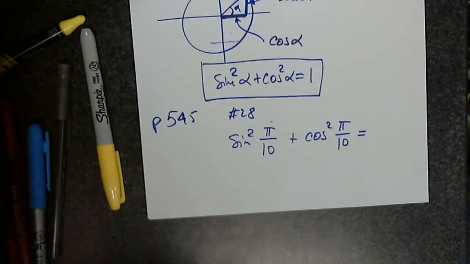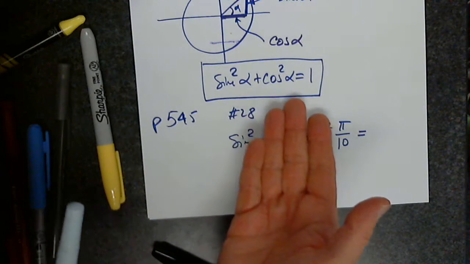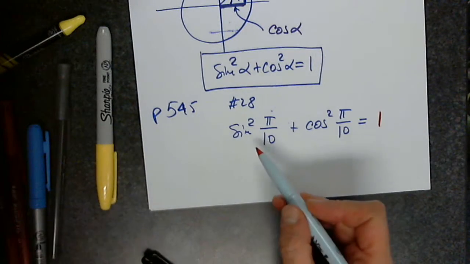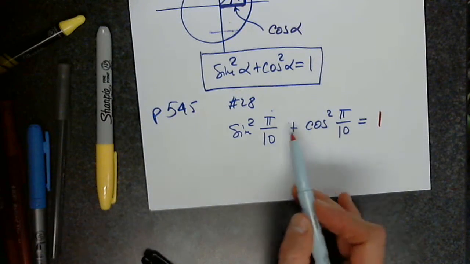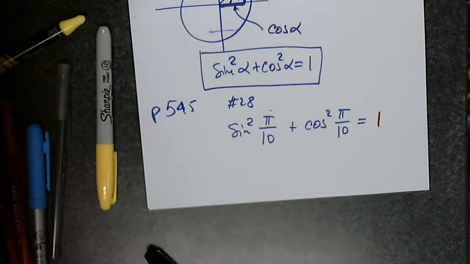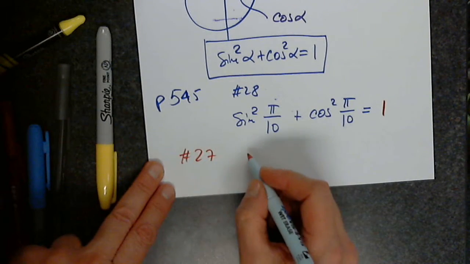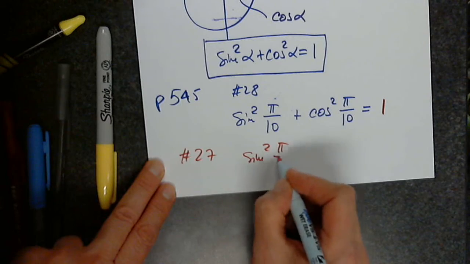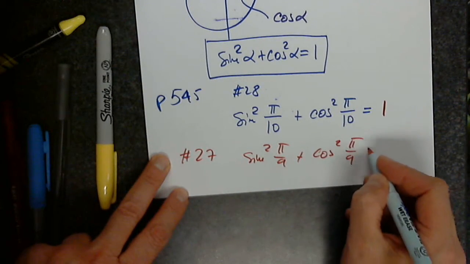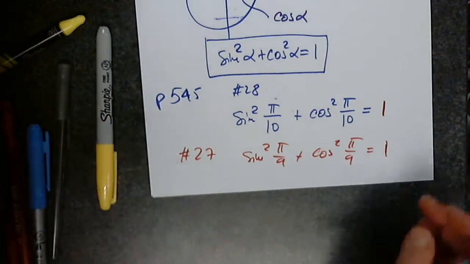Exactly 1. No questions, right? I'm just using this for the same angle. Must be 1. Sine squared of an angle plus cosine squared of the same angle must be 1. Good. What about 27? Sine squared pi over 9 plus cosine squared pi over 9 must be 1. Good.